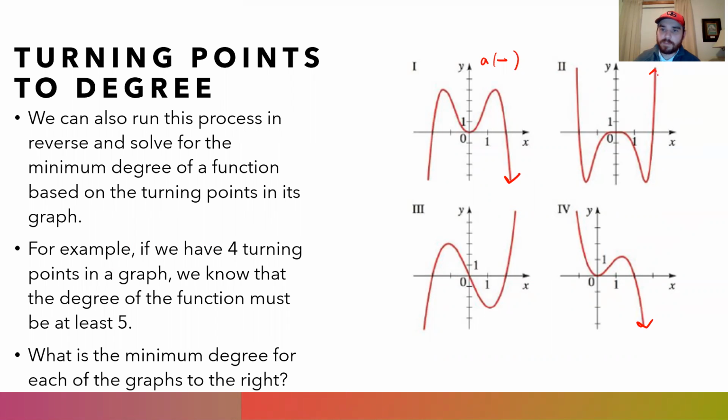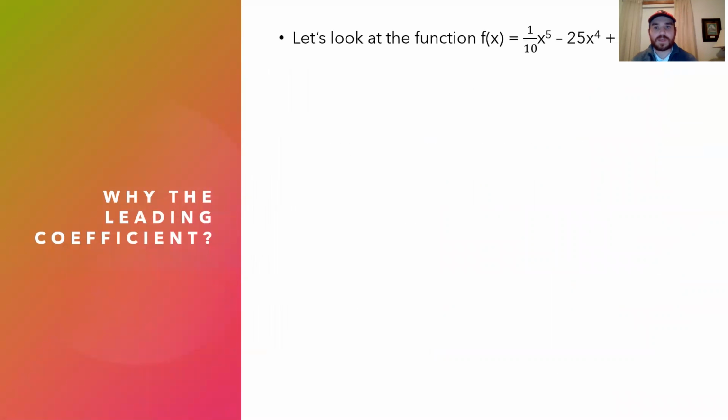If the graph is going up, so if it's positive, then a must be positive. And the reason for that will be explained here. Let's look at the function 1/10 x to the 5th minus 25 x to the 4th plus 3. So first of all, at incredibly small x values, actually really anything less than 1, the plus 3 right here is the most important thing in this function.